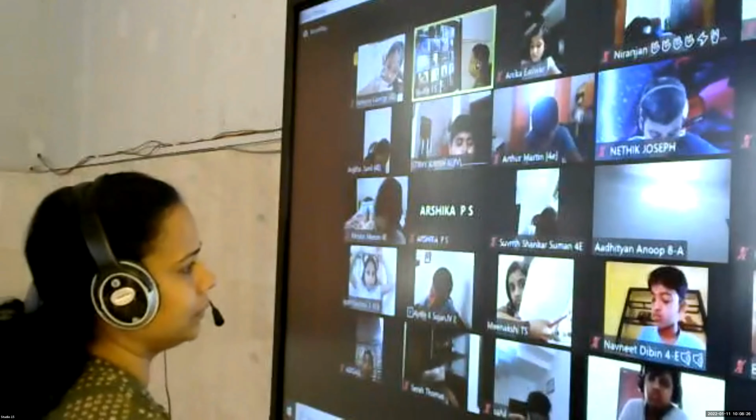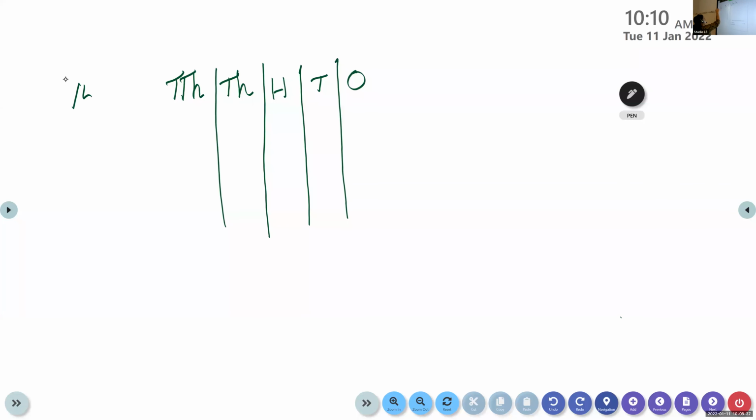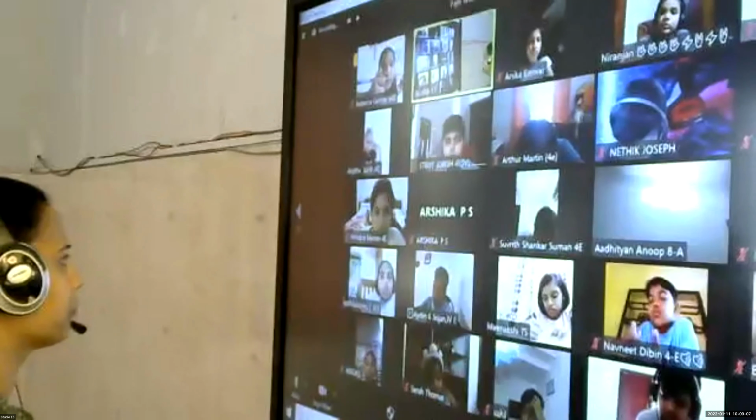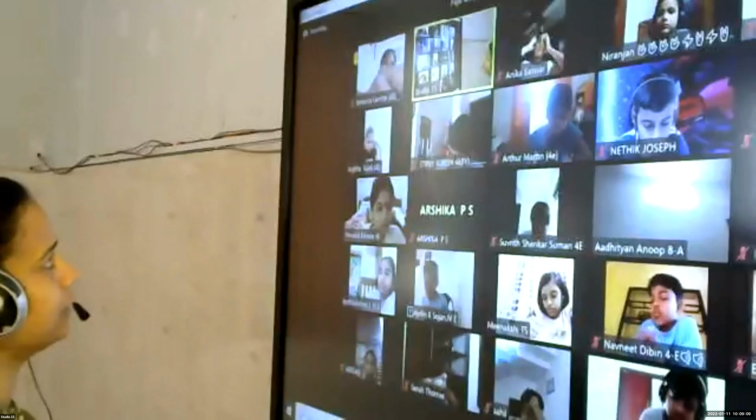So which question, children, are we going to do? That is question number 15. Here 10,000, 1,000, 100, tens, ones. After that, what should I do? Decimal point. Very good. After the decimal point, what should I write? Tenths. Yes, very good. And after tenths? Hundredths.